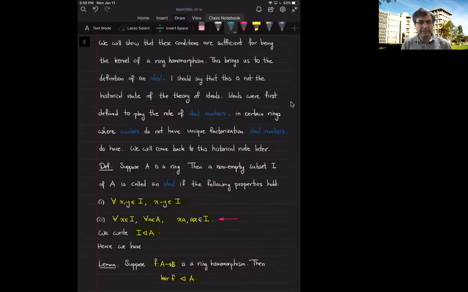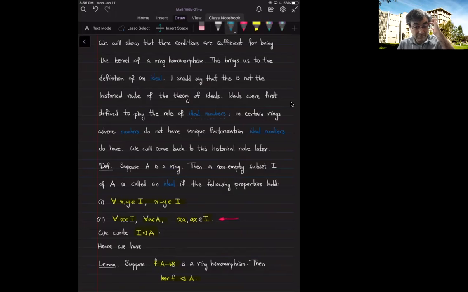Later, Noether studied these ideals in a more general setting, and she dropped numbers and just used the word ideal. And she developed ideal theory much more. But we'll come back to this historical note when we discuss prime ideals and factorization later. For now, let's go back to the definition of ideals.